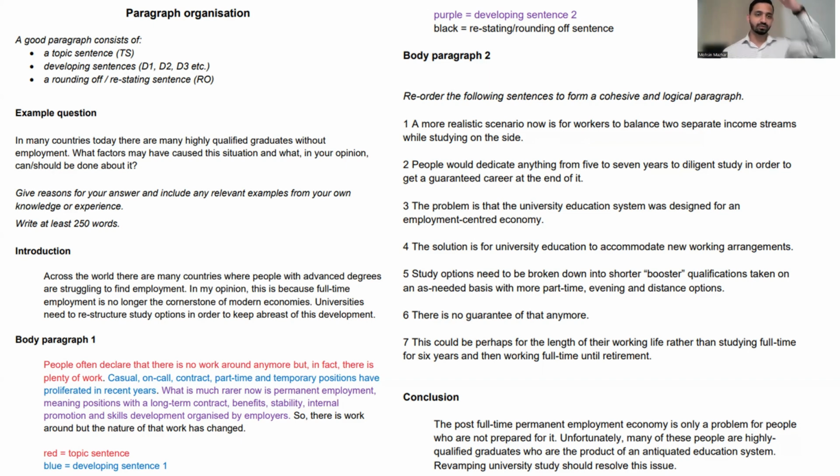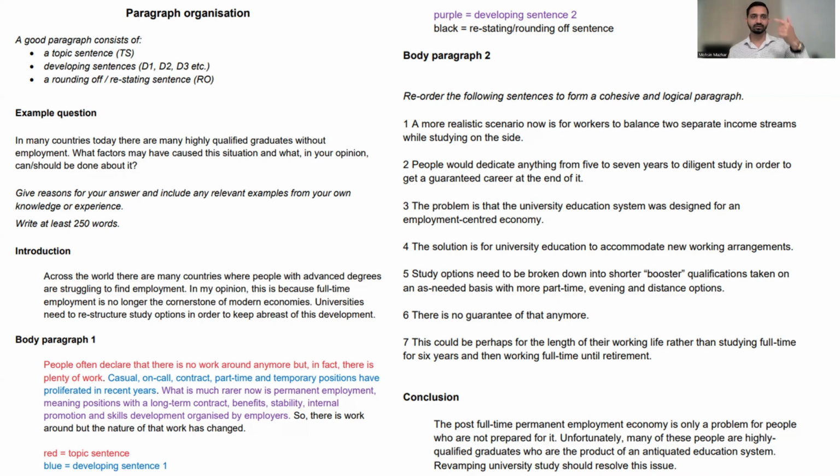Now let's just talk about body paragraph 1, okay? You have to start with what? Topic sentence. Look at the topic sentence. The topic sentence is in red, okay? People often declare that there is no work around anymore, but in fact, there is plenty of work. That is your topic sentence. So understand, by reading this first sentence, I know this paragraph is going to be talking about how there is plenty of work and people just have a different opinion about it, okay?